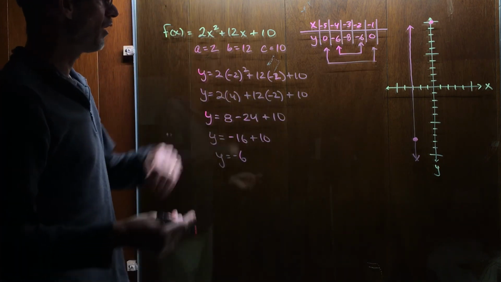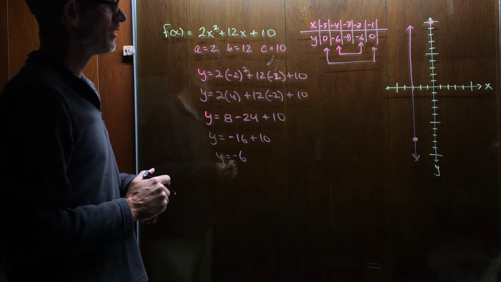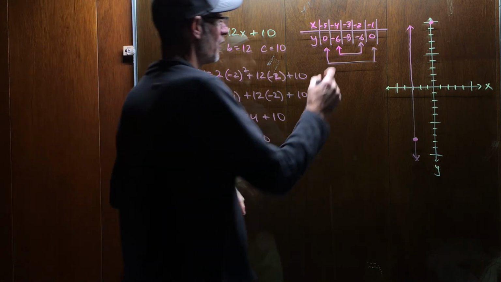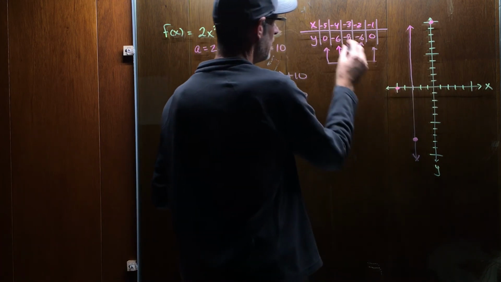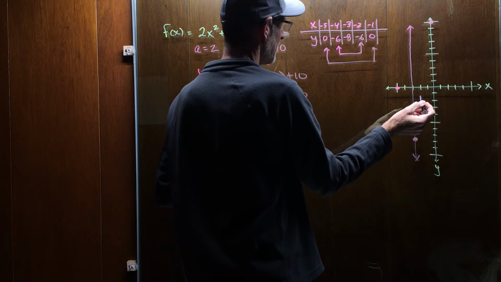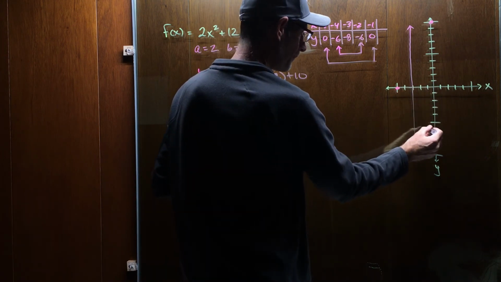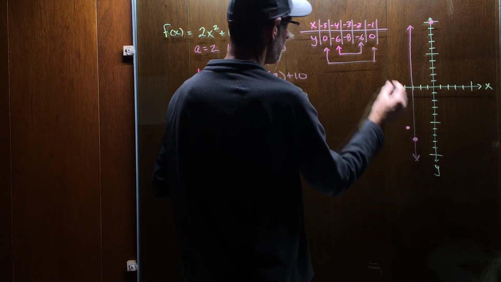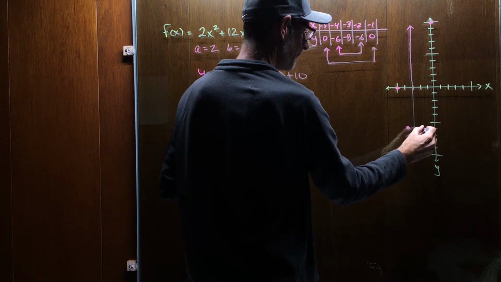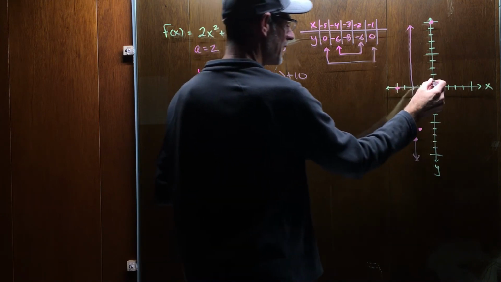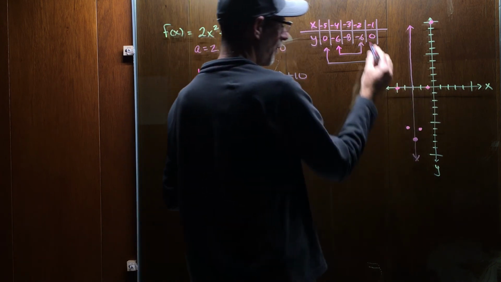Now if I plot all of those points, I will have enough information to make the graph. So over 5 to the left and up 0. Over 4 to the left and down 6. Over 2 to the left and down 6. And negative 1 and 0. And so now if I connect those points, I will have my parabola.